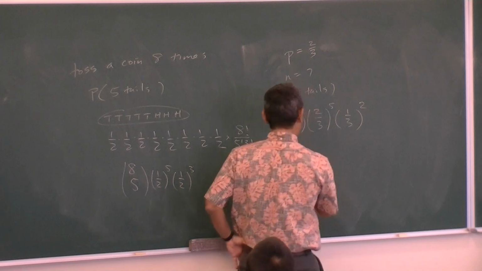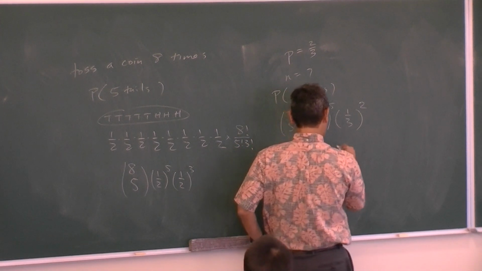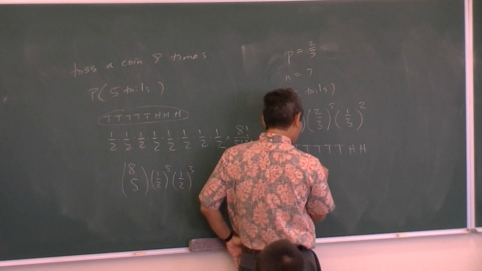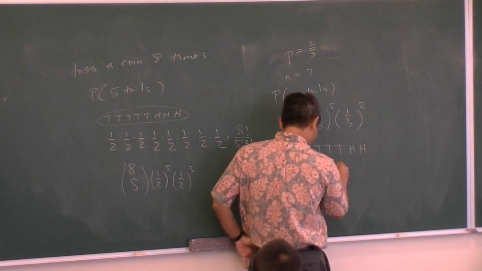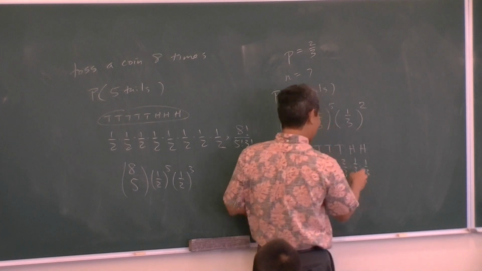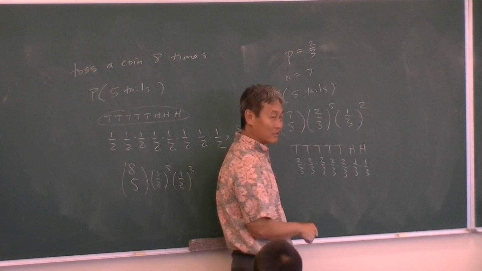Or you could just do it the way we learned a couple of days ago. How can I get 5 tails? Tails, tails, tails, tails, tails, then head, head. What's the probability of this happening? 2/3, 2/3, 2/3, 2/3, 2/3, and then 1/3, 1/3. But is that the only way you can get 5 tails and 2 heads?